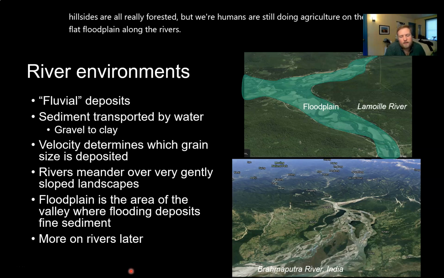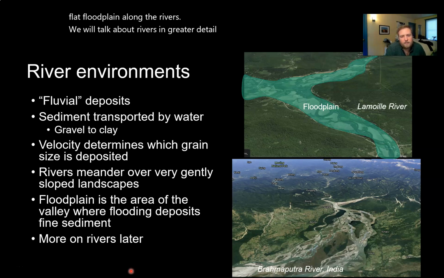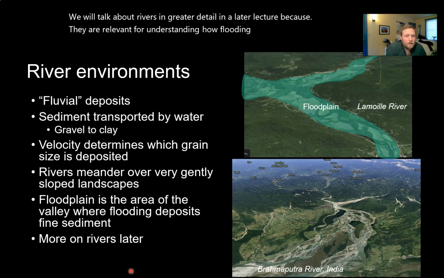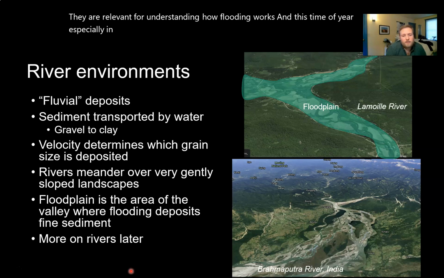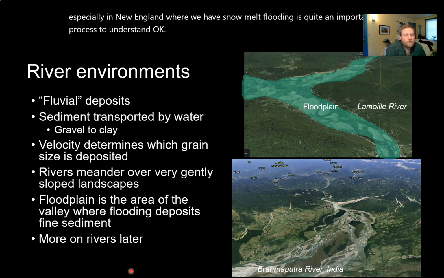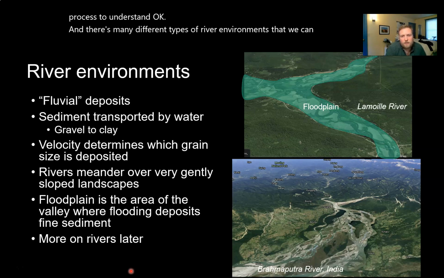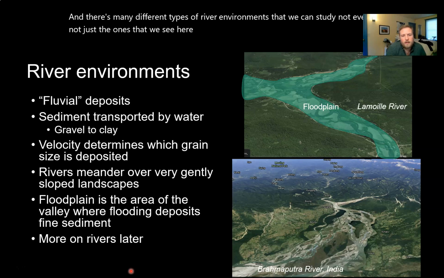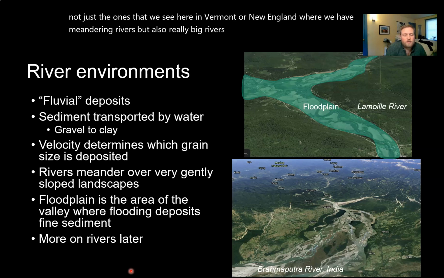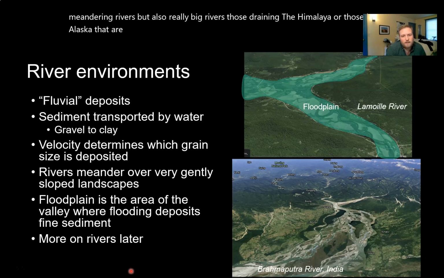We will talk about rivers in greater detail in a later lecture because they are relevant for understanding how flooding works. And this time of year, especially in New England where we have snowmelt, flooding is quite an important process to understand, okay? And there are many different types of river environments that we can study, not just the ones that we see here in Vermont or New England where we have meandering rivers, but also really big rivers like those draining the Himalaya or those in Alaska that are transporting much larger volumes of sediment in really active tectonic areas.